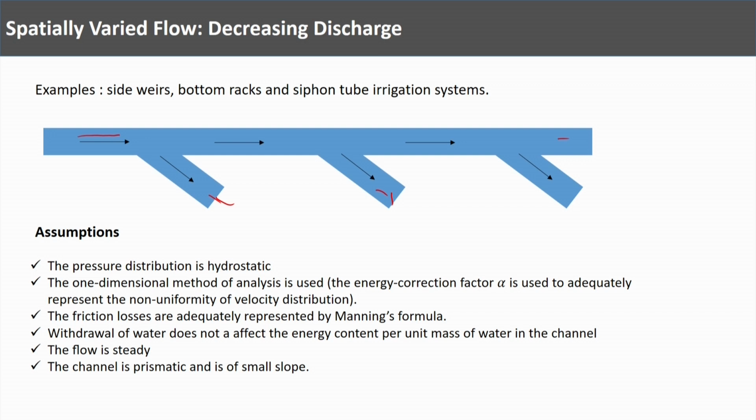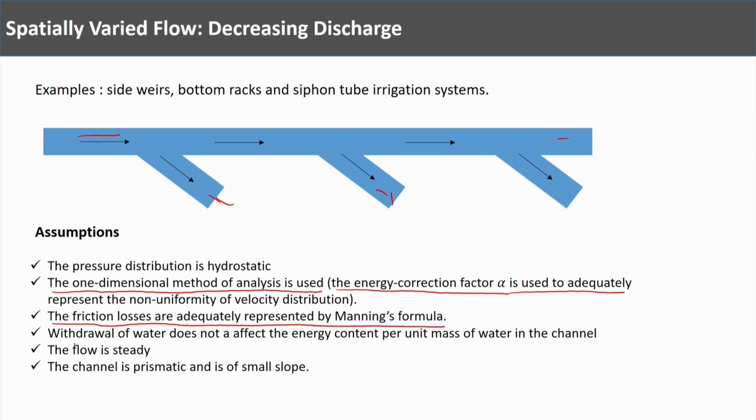The pressure distribution is hydrostatic, just like when we derived the equation for increasing discharge. The one dimensional method of analysis is used here, as this is only in the x direction. Then the energy correction factor alpha is used, and friction loss is calculated using Manning's formula.